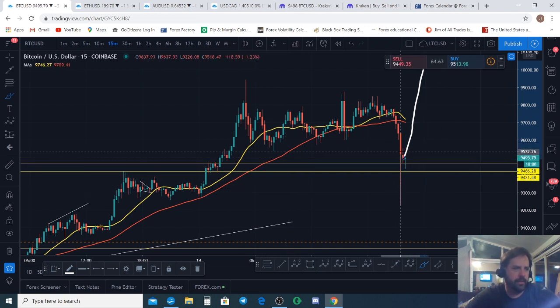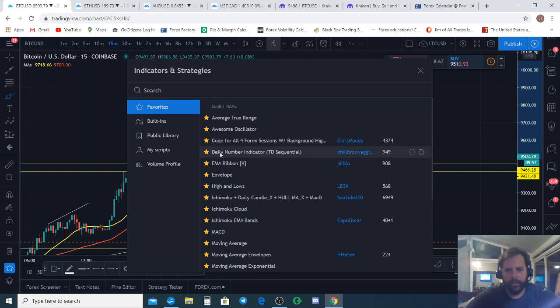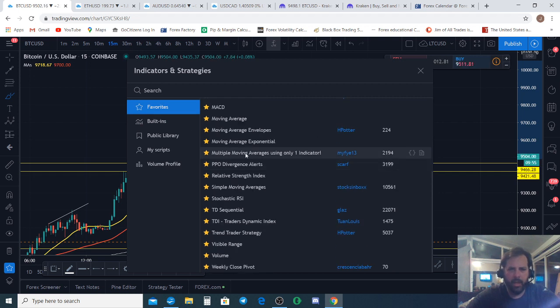The 20 and the 50. This particular one is... oh, I don't remember. Favorites. Multiple moving averages using only one indicator. I mean, it's a long name, but that's what this one is. Multiple moving averages using only one indicator.